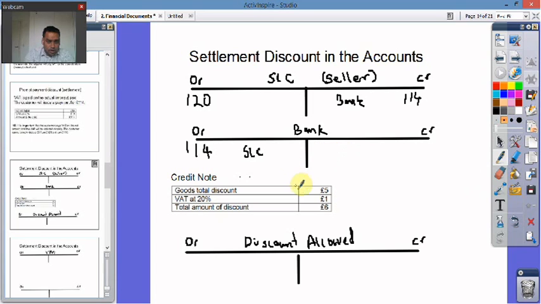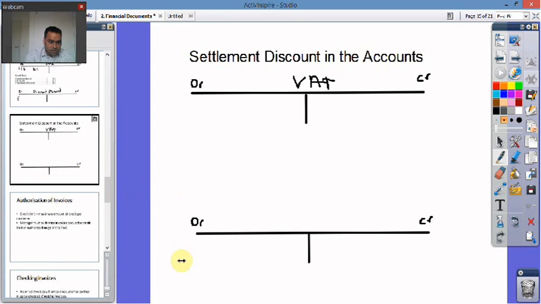So what we need to do is now give a credit note for the £6. So we send the credit note. The credit note will go for £6. So we put the 6 there, and the other amount would go to here, £5, because the goods total now is £5, and then you have £1 for VAT. So that would add up to the £6. So £1 for that.